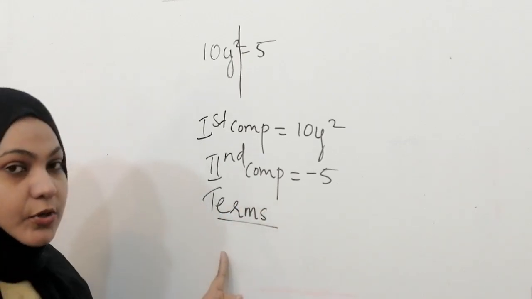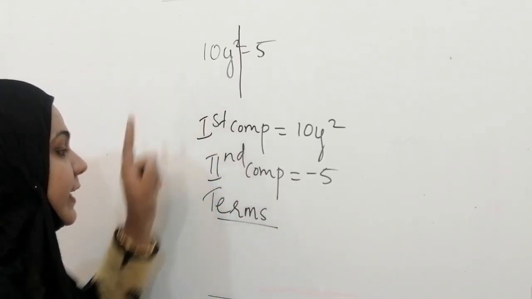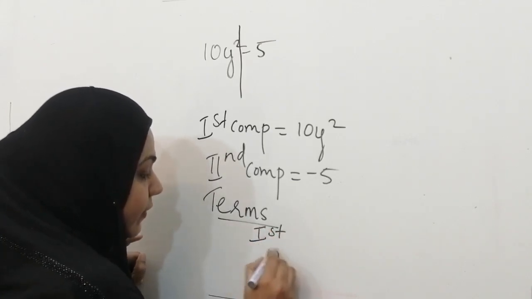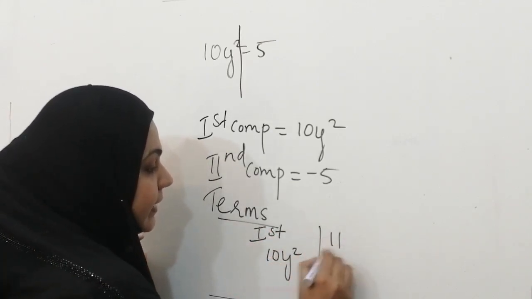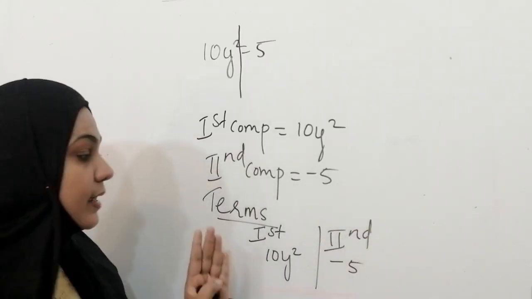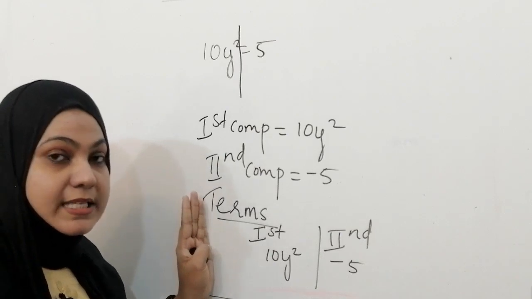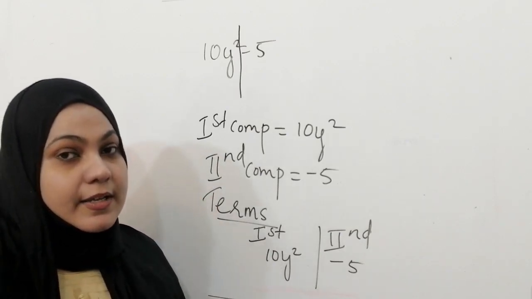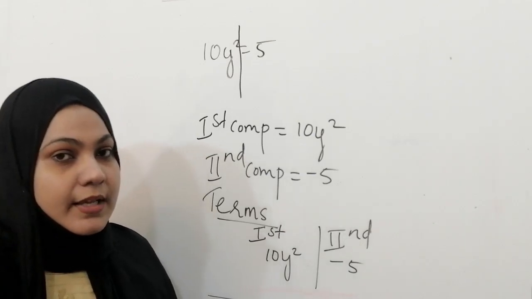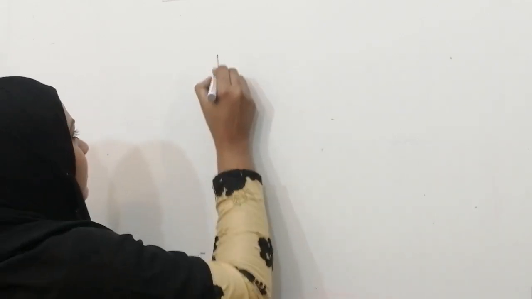I hope you understood. So what are the terms here? The first term is 10y square and the second term is minus 5. Here you can compare our algebraic expression to a train. That way you can understand the meaning of term. Let's try another example of an algebraic expression.